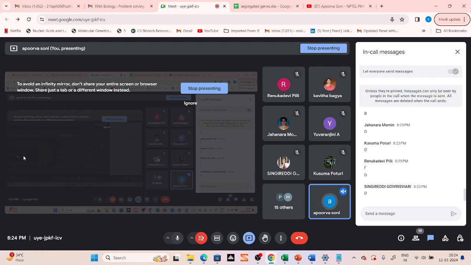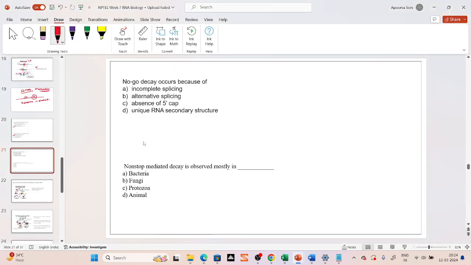Gaurishwari D, Renuka Devi D, Kusuma D, Jahanara D. Okay, correct. So the correct answer is D. No-go means the ribosome is unable to go, unable to move. And why is the ribosome unable to move? Because in between, the ribosome has encountered some kind of secondary structure. That's why the ribosome is unable to move.